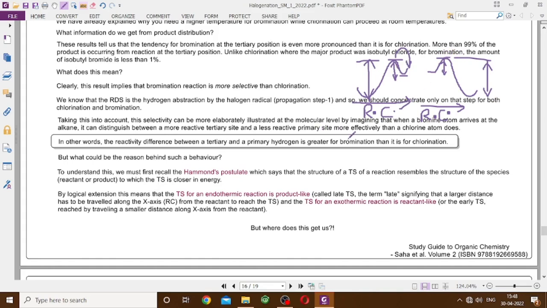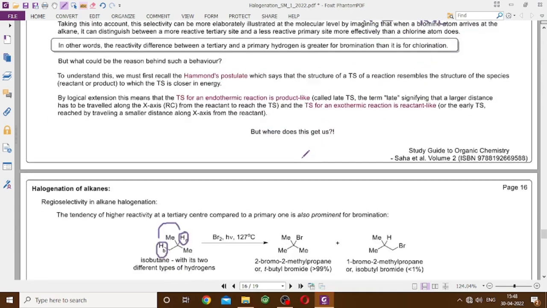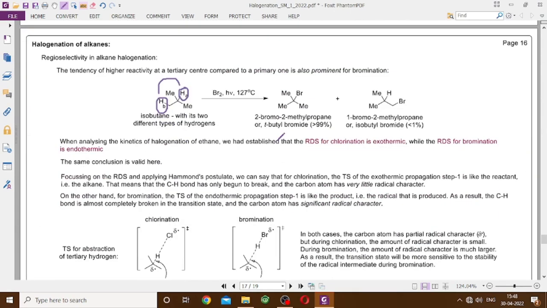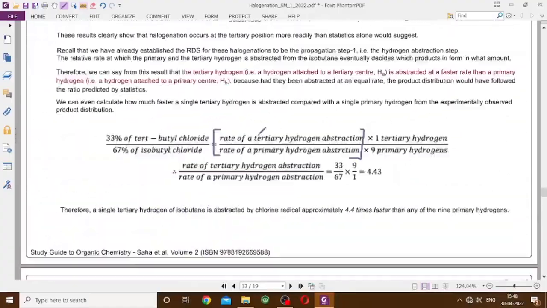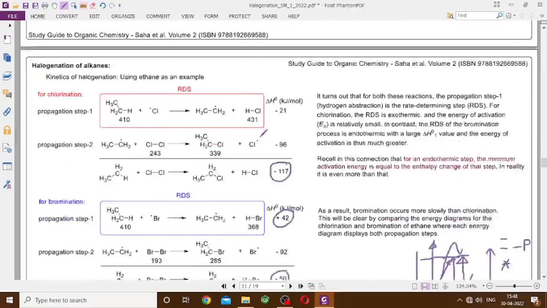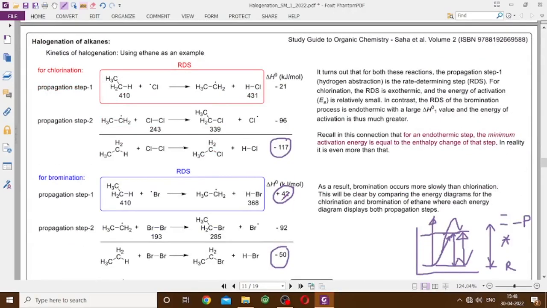What does it have to do with anything here? Well, recall, bromination is endothermic, no? The first step of bromination, as you have seen, is endothermic. You saw that here. That was the root cause of the difference between the reactivity of bromine and chlorine, and that is also the root cause of the difference between the selectivity. Why is the primary hydrogen getting abstracted 1600 times slower than the tertiary hydrogen for bromination and only 4.4 times slower in chlorination? This is the difference. One is exothermic, the other is endothermic.